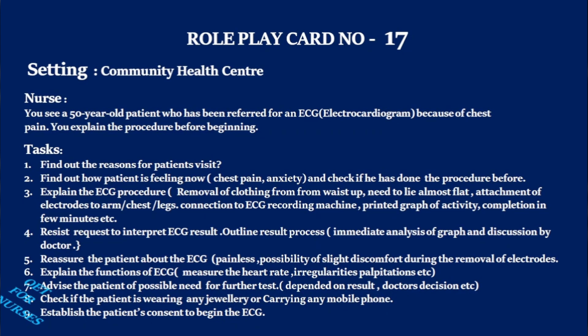Fifth one says, reassure the patient about the ECG, painless, possibility of slight discomfort during the removal of electrodes. Sixth one says, explain the functions of ECG, measure the heart rate, irregularities and palpitation. Seventh one says, advise the patient of possible need of further test dependent on result, doctor's decision. Eighth one says, check if the patient is wearing any jewelry or carrying any mobile phone. Ninth one says, establish patient's consent to begin the ECG. Now let's begin the role play.